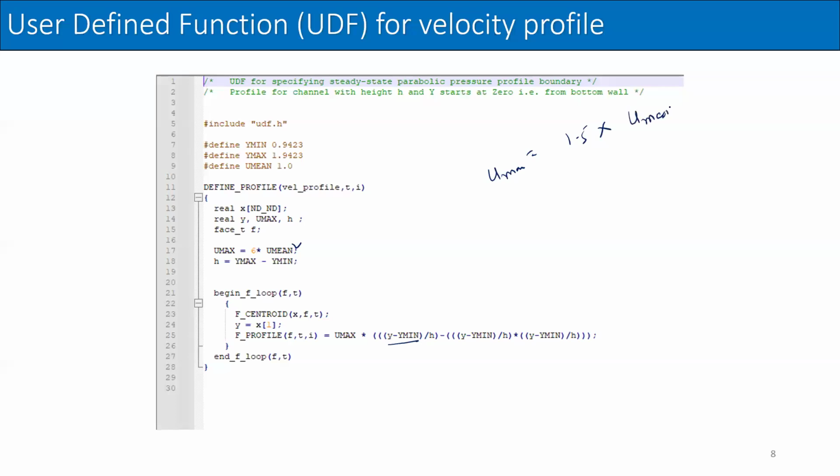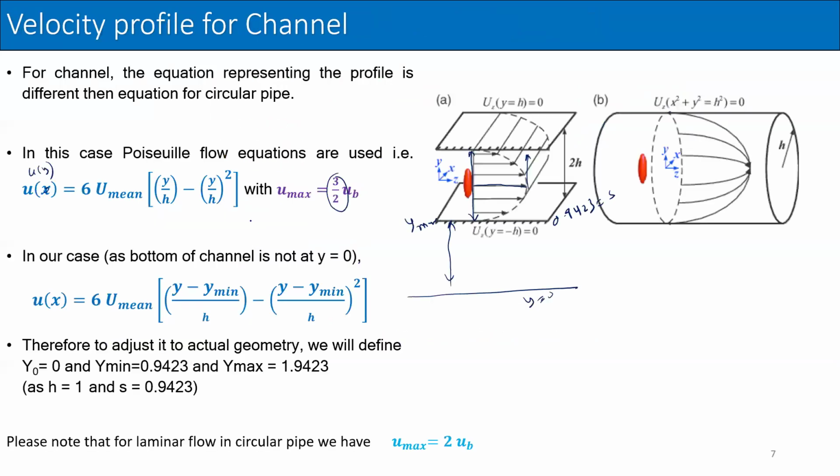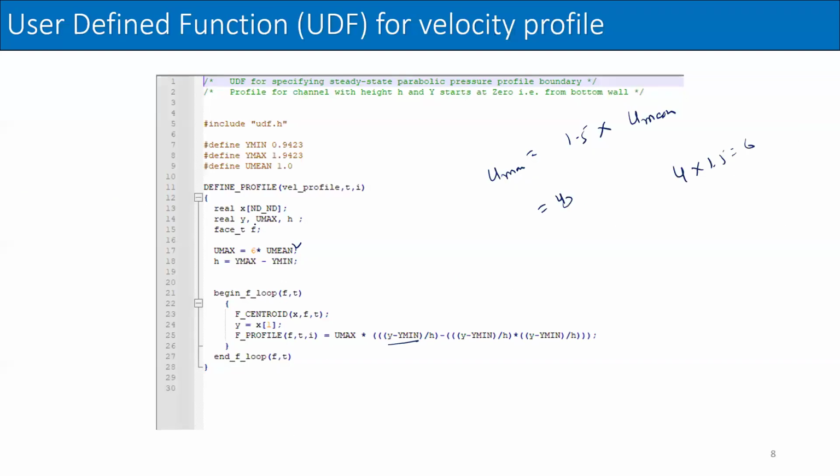So actually there is another term, the 4, in the equation. So that 4 into 1.5 will be equal to how much? It is equal to 6. You can write this as 4 into u maximum. Instead of making things complicated, in terms of programming I simply put my u maximum equal to 6 times the u mean. So u mean is equal to 1 meter per second, and here I defined y minimum as 0.9423, y maximum is equal to 1.9423, u mean is 1.0.